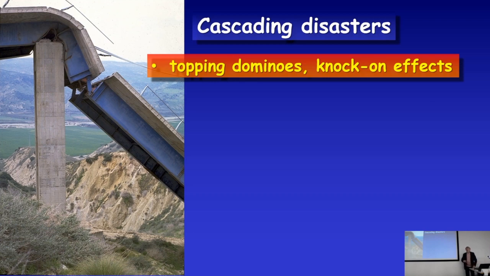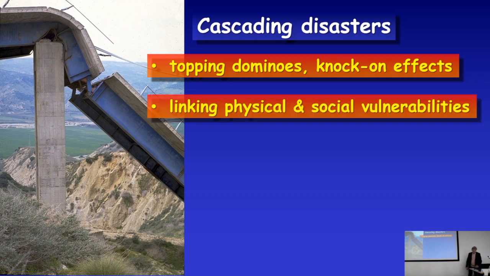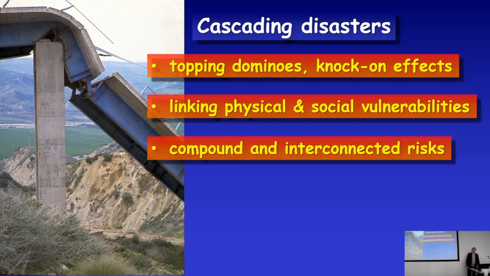So you can start with the idea of toppling dominoes and knock-on effects. One thing happens, followed by another, examples to follow. That's the easiest way to look at it, but it is by no means complete. We can link physical and social vulnerabilities. We have to. This is not merely a technological problem. It's not a matter of tinkering with the network. It's a question of what happens when the network fails.